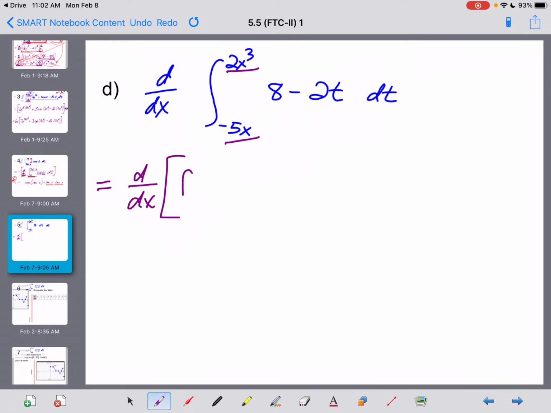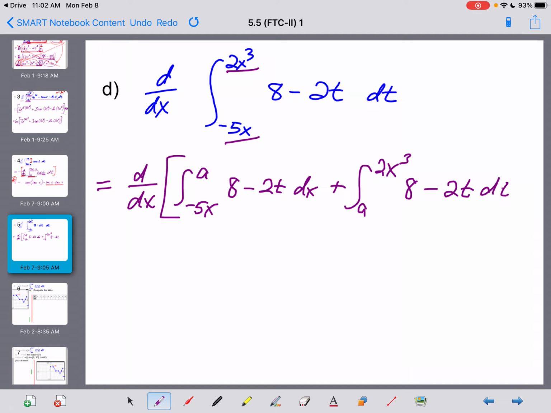Anyway, the first integral has a negative 5x on the bottom, and we're going to put some random arbitrary constant value called a up at the top. The integrand stays the same, 8 minus 2t with respect to t. And we will add to that another definite integral that starts exactly where the first one left off. That would be at a and ends up here at 2x cubed, and the integrand remains 8 minus 2t dt. So all of this is predicated on the idea that a is somewhere in between negative 5x and 2x cubed.